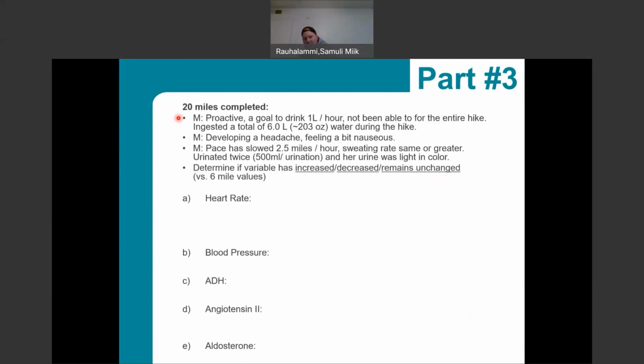She has ingested a total of about 6 liters of water since the hike began. At mile 20, she's developing a headache, feeling a little bit nauseous. Her pace has slowed down to 2.5 miles per hour, and her sweating rate is about the same or maybe even greater. She has urinated twice, 500 mils each time, and her urine was light in color. So we're seeing a lot of clues in this description of what we might expect to see changing here. So clearly Maria has gotten a lot of fluids, probably a little too much.